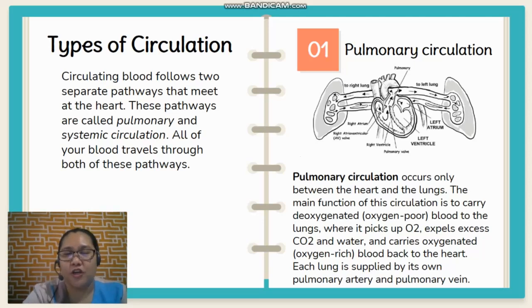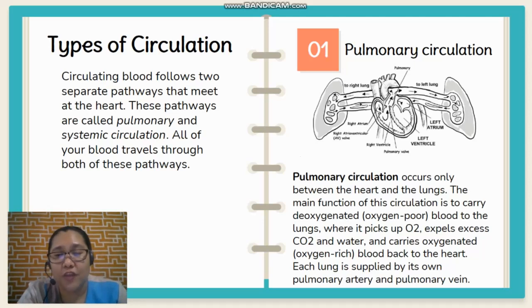Pulmonary circulation. From the word itself, pulmonary, that means it involves the lungs. 'Di ba sa atin, pag may sakit tayo, sinisipon or inuubo, ang tawag sa atin ay pinupulmonya ka. So you have that clue word. Pulmonary involves the lungs and the heart. So this circulation occurs only between these two vital organs. Again, pulmonary circulation occurs only between the heart and the lungs.